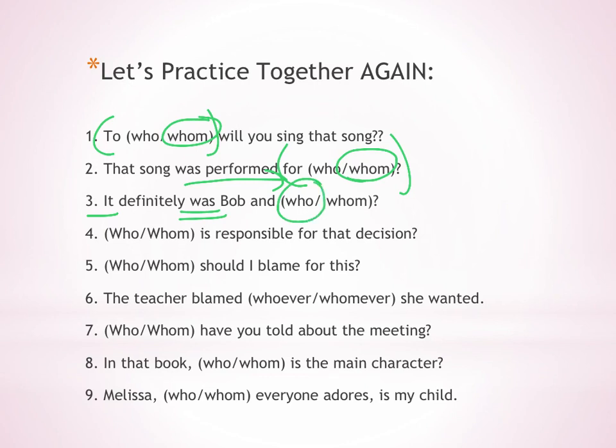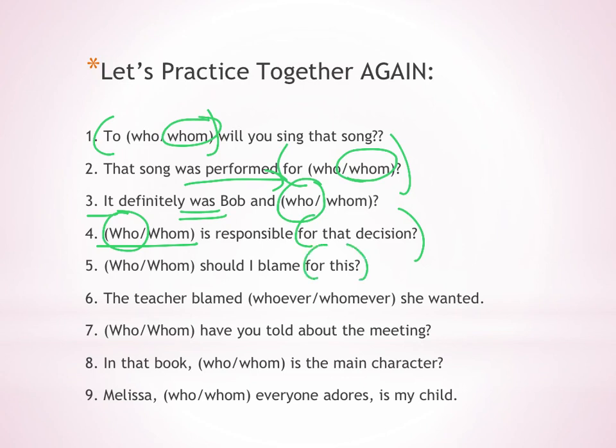Number 4. For that decision is a prepositional phrase. Bob is responsible is the rest of the subject. So Bob is the subject of the sentence. We replace Bob with who. Number 5. Bob should I blame for this? Well, that doesn't make sense. So instead I could write, I should blame Bob for this.